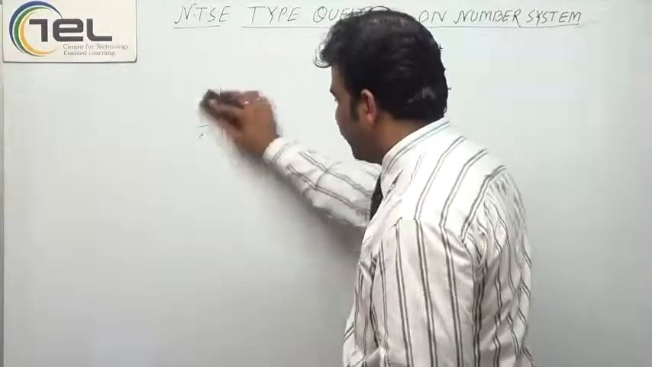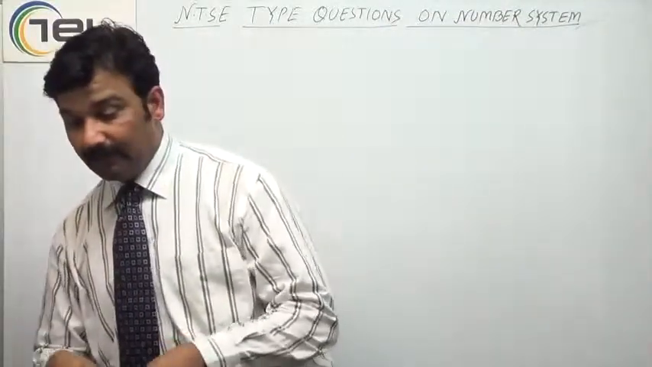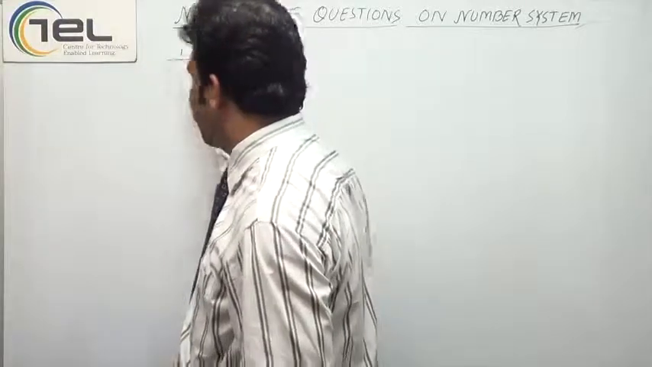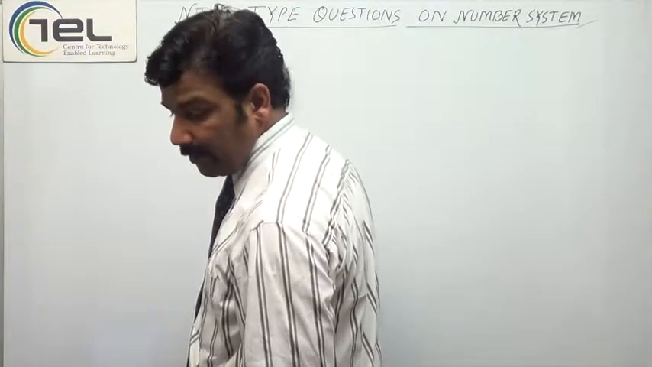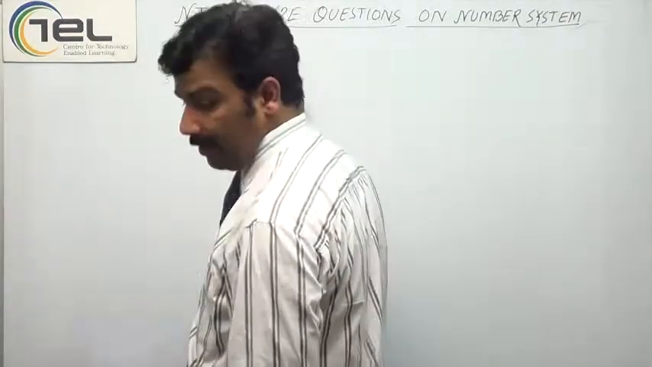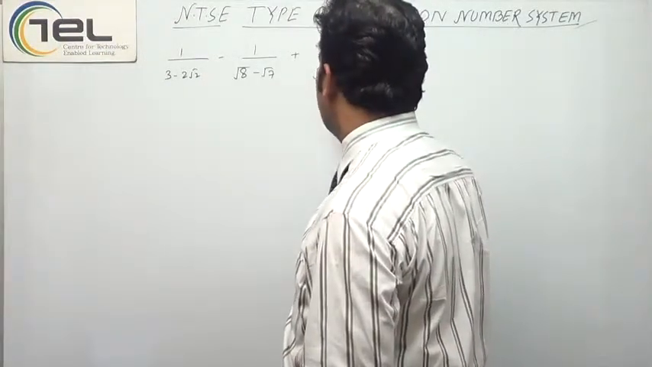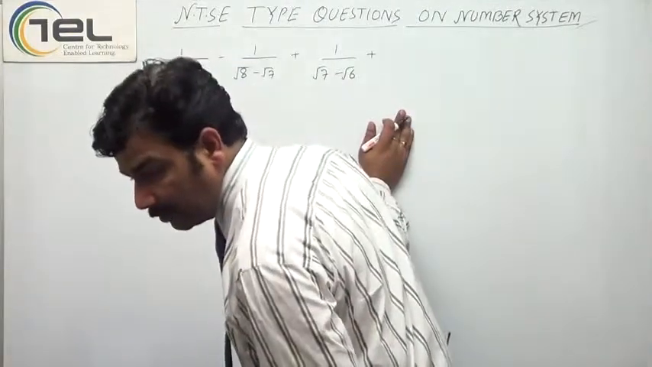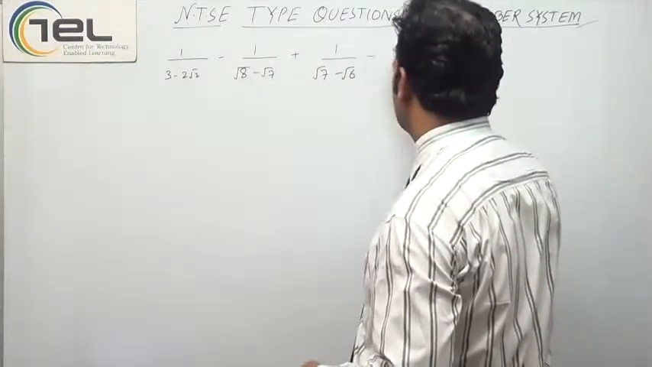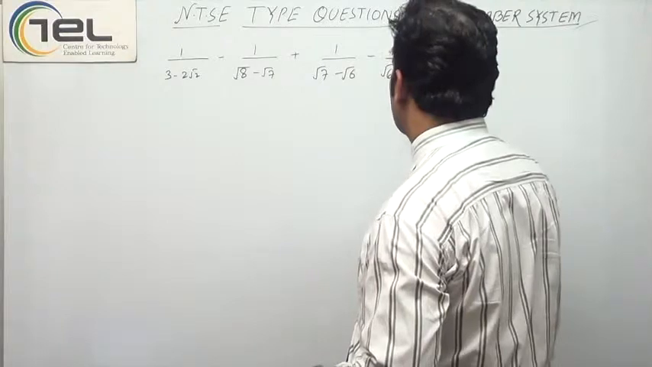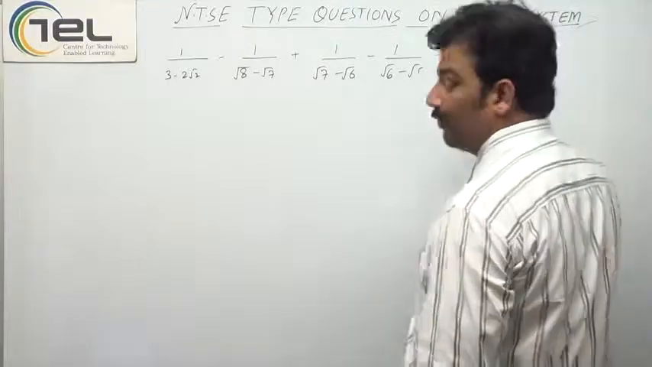This is a question we did in exercises also, the same type of question, and I will not give the full idea. The question is 1 upon 3 minus 2 root 2 minus 1 upon root 8 minus root 7 plus 1 upon root 7 minus root 6 plus 1 upon, minus 1 upon root 6 minus root 5, and this time we have plus root 5 plus root 2. You have to find the value of this one.